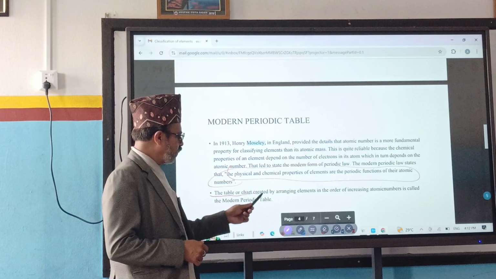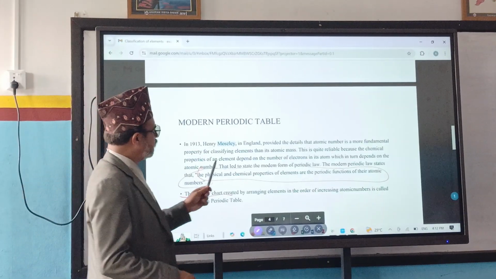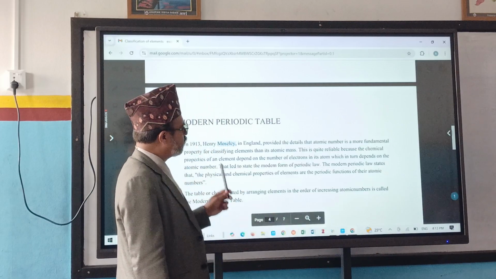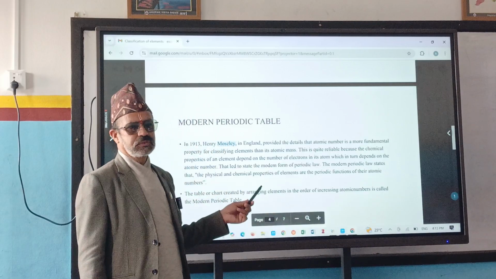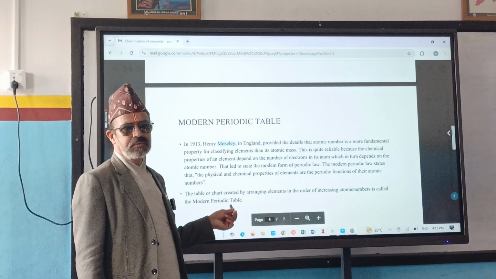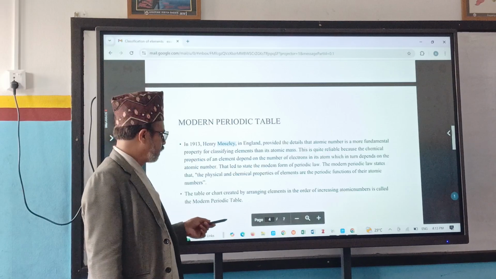And how do you define the modern periodic table? A table or chart created by arranging elements in the order of increasing atomic numbers. If that table is made by arranging the elements according to increasing atomic number, that is called the modern periodic table.